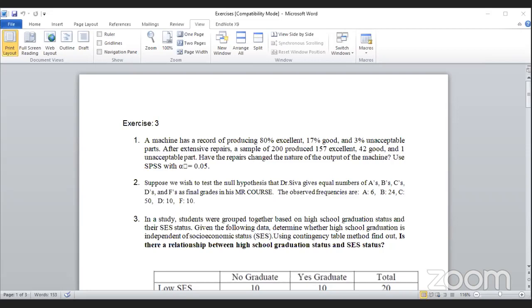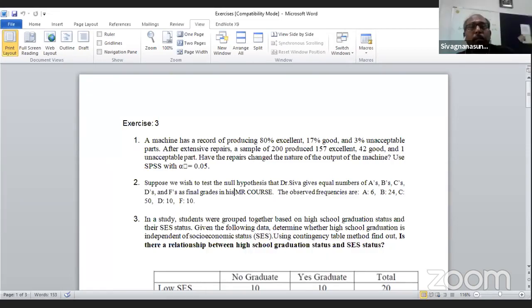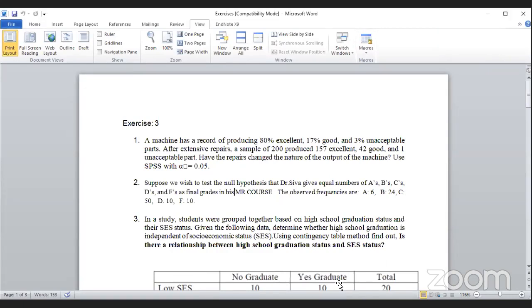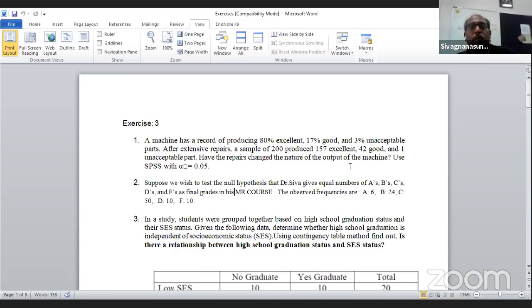The nature of the problem is excellent, good, and unacceptable. We call that the nature or quality, so we'll call the first variable quality. The second variable I'm going to call count.